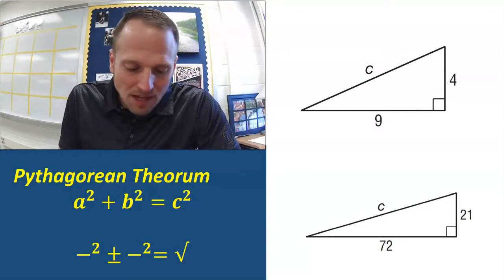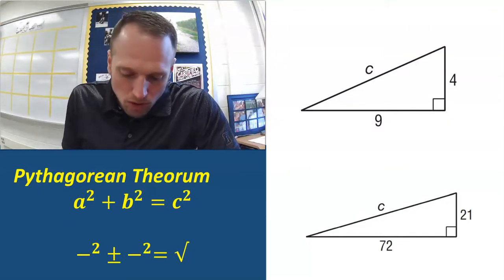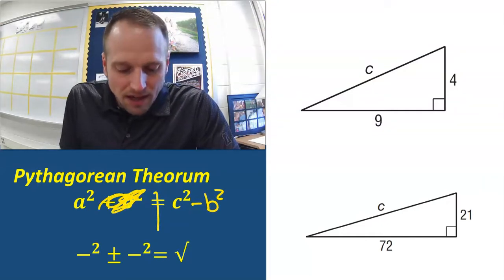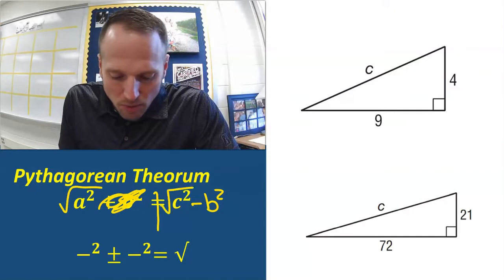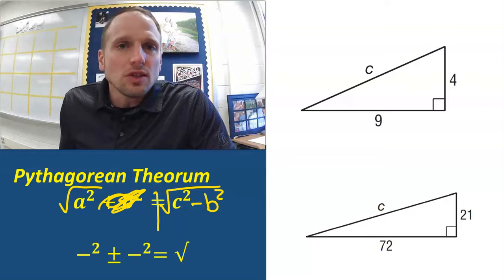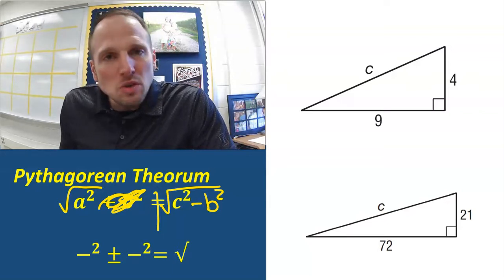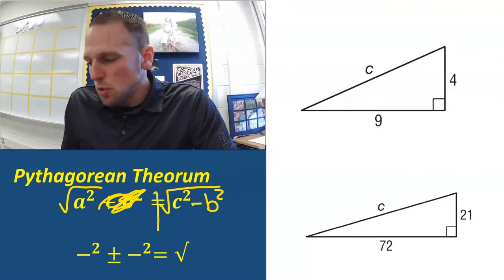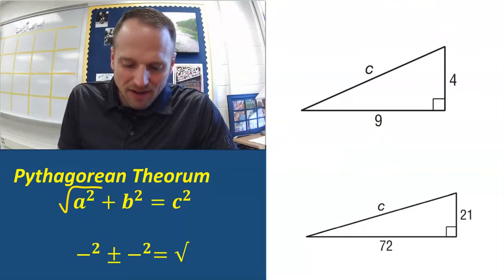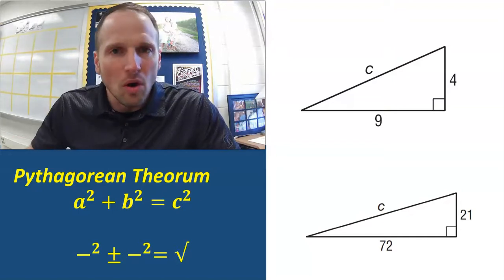Let's say that we wanted to solve for A squared. Well, again, we know how to do that. Just subtract B squared. And then the next thing that we would do is take the square root of both sides. So in order to solve for A, what we'd really do is C squared minus B squared equals square rooted. So algebraically, I don't want to have to labor through all of that every time.